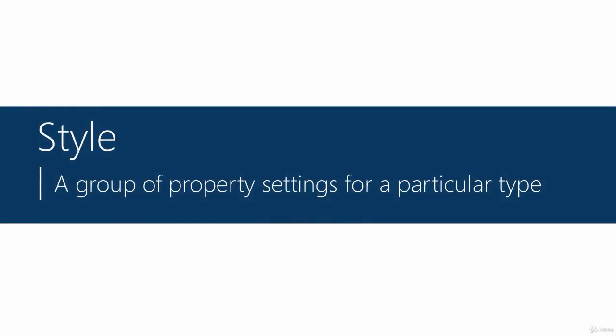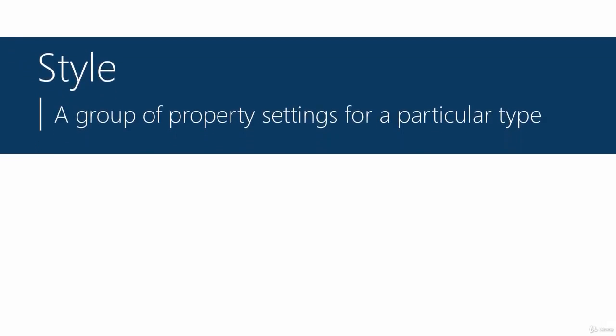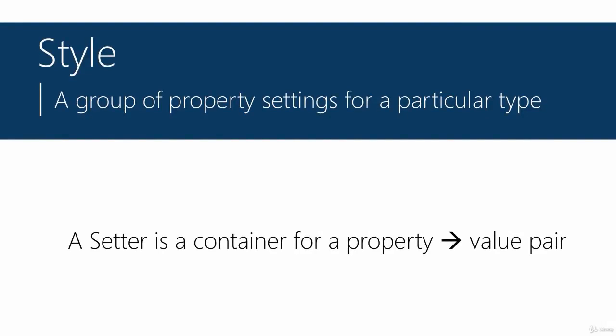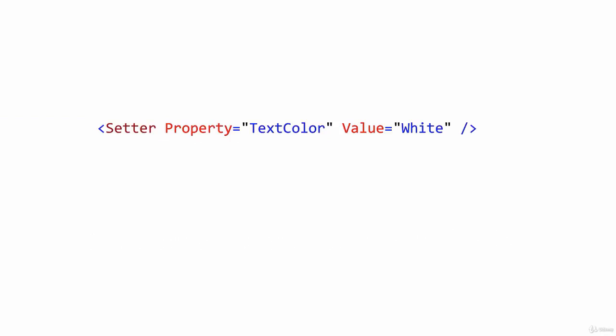It's a collection of setters for a particular type of view. A style is implemented as a collection of setters. A setter is a container for a property value pair. You can create setter objects in XAML. Remember, this represents an assignment statement. So you have to say which property will be assigned and the value to load.